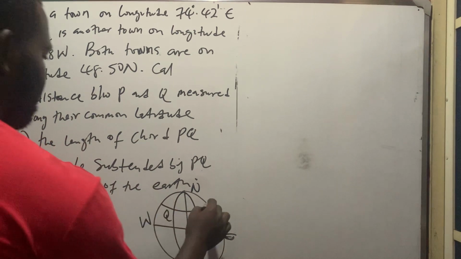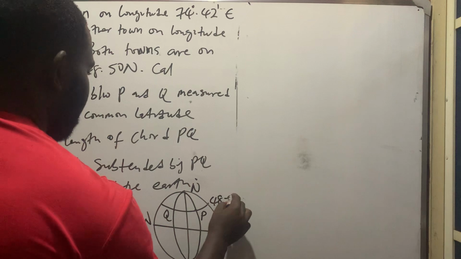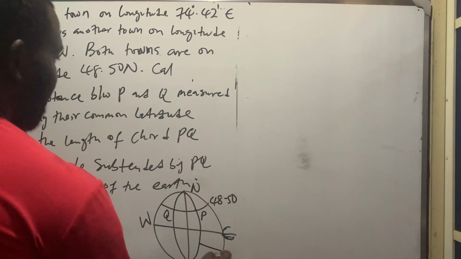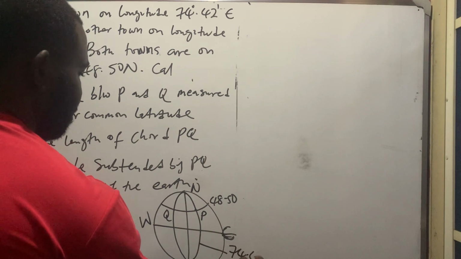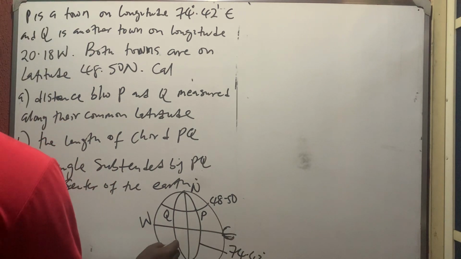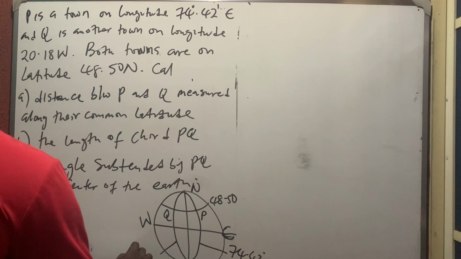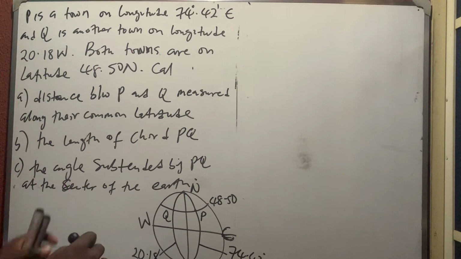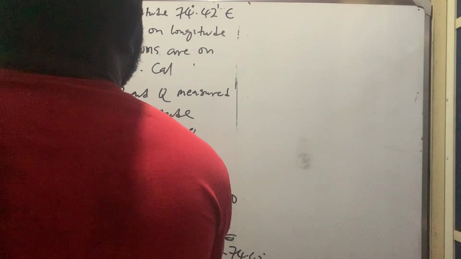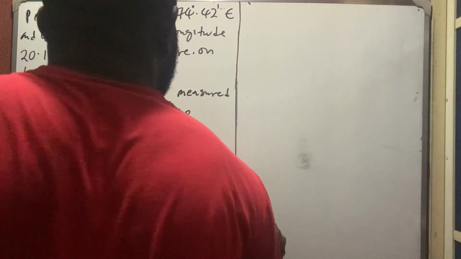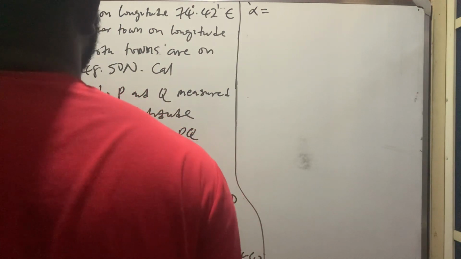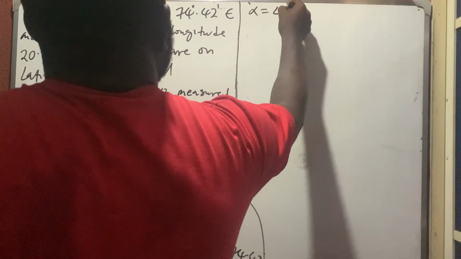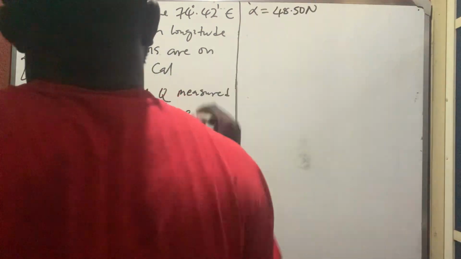So label it that this is your 48.50, while this one, the east, is your 74.42. Okay, while the west is 20.18. All right. Now from this place I can get my alpha. My alpha is the one they have in common. So they have the north in common, which is what? 48.50 north. That is what they have in common.